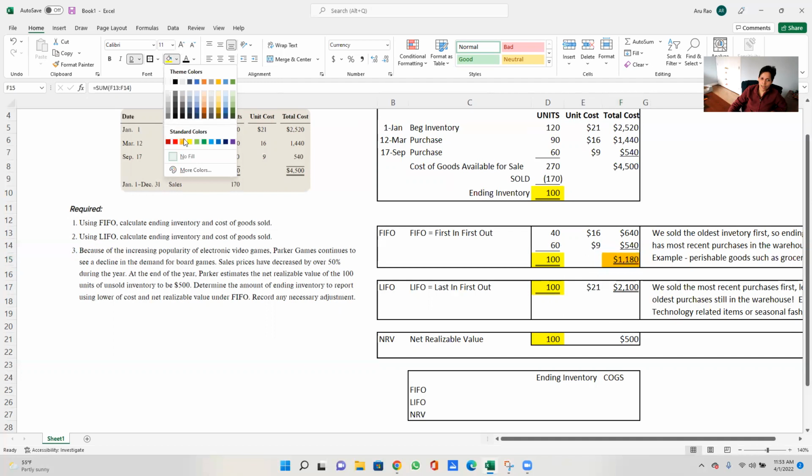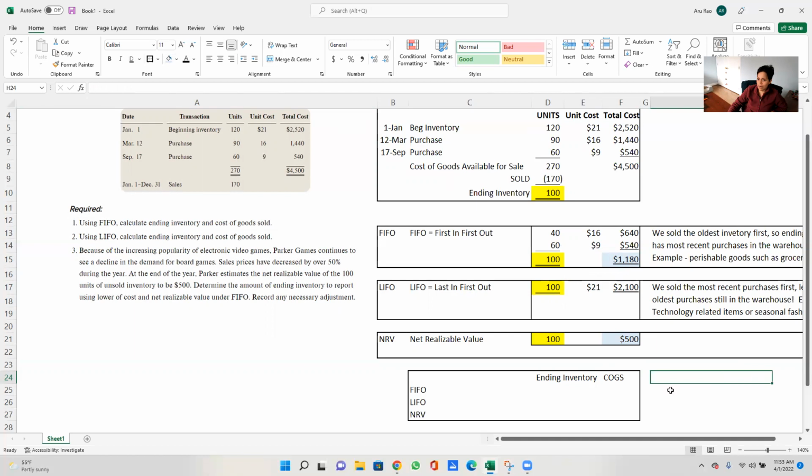But now I'm going to put this in a different color over here so we can see this. Can we see this color? Yeah, sure. Okay, so I'm saying it should not be 1180 in my books. It should be only 500 in my books. That's what it should be. It should not be 1180.